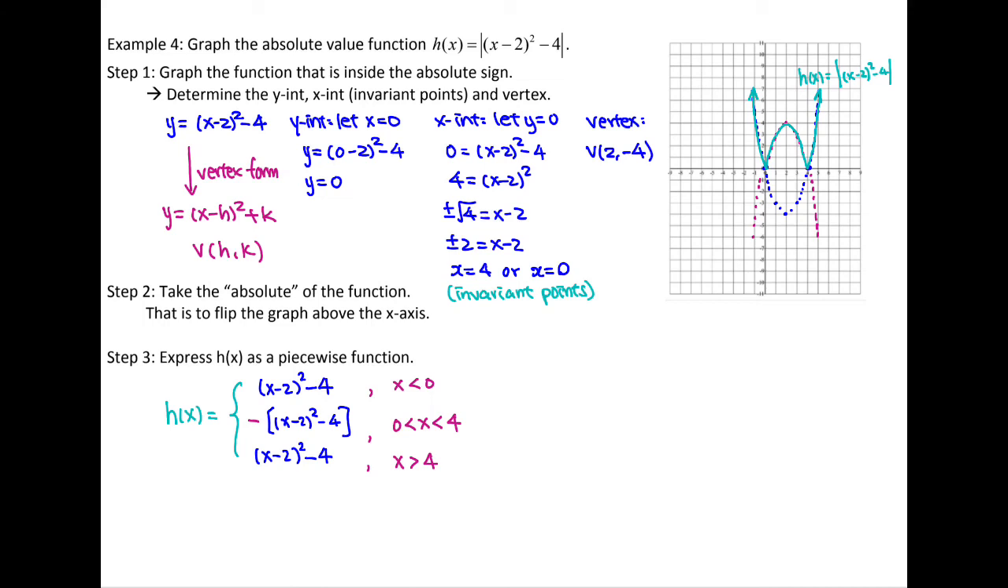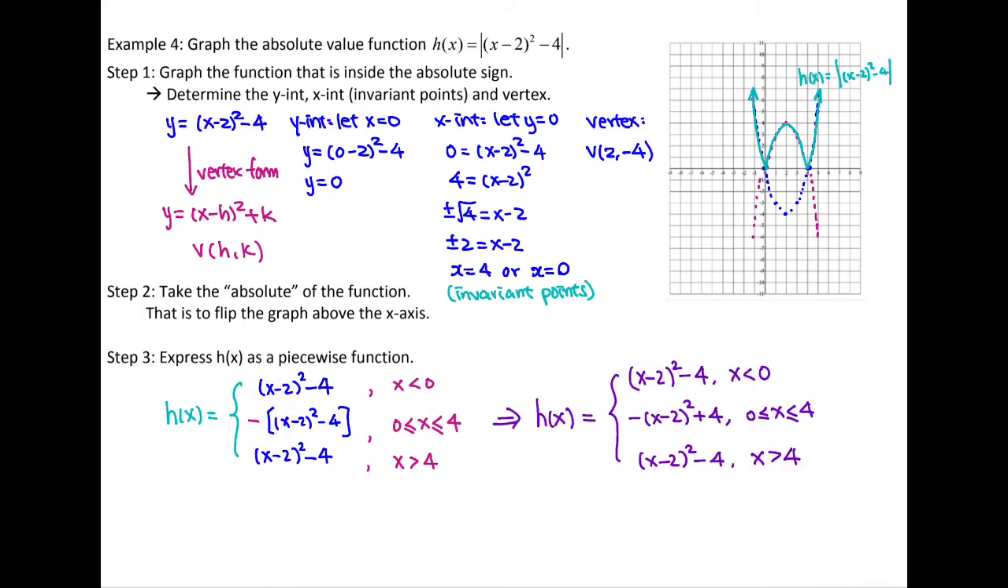Therefore, in the domain on the second piece, we're going to put in the equal signs, which means x could be 0 and x could be 4. Finally, let's expand the -1 into the square bracket in the second piece. Then we can have our simplified piecewise function, h(x).